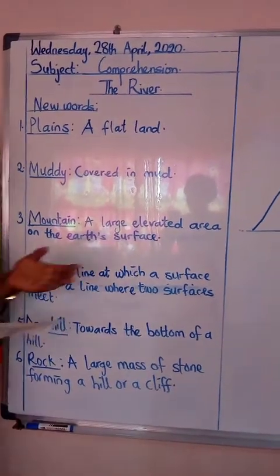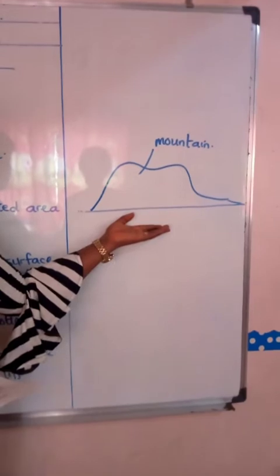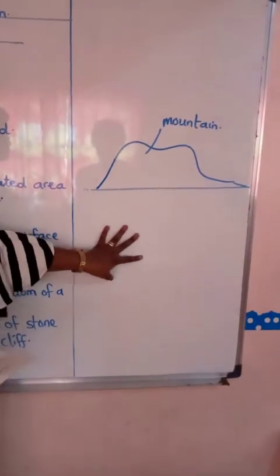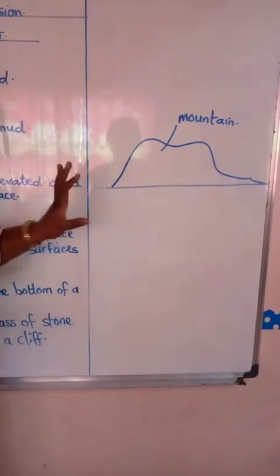Mountain. Beautiful. Now this here on the board is my mountain. This is the earth's surface and this is the elevated area. So this is a mountain, okay?